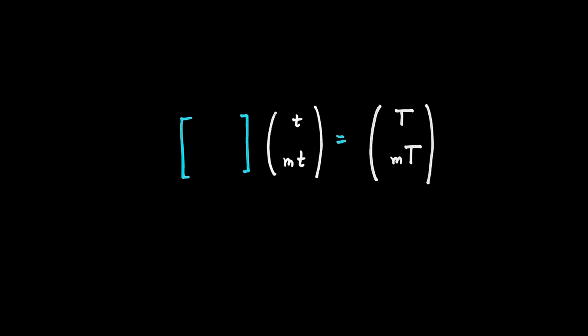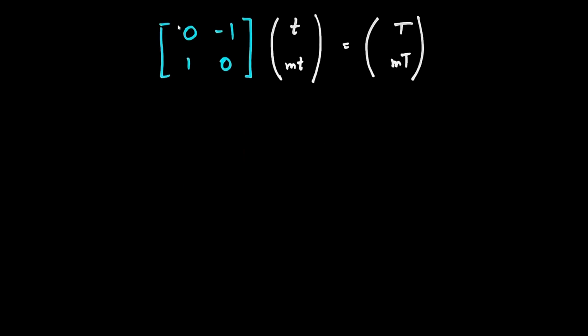This method allows us to find one or two invariant lines for this matrix, but not an invariant point, due to the definition of this equation. So let's apply this method to that matrix from before, to find out whether it actually has an invariant point or whether it has two invariant lines. We write down this matrix, and beside it we write down t and mt, and we multiply this, and the result would be capital T and capital T mt. So we get two equations: minus mt equals capital T, and t equals m capital T.